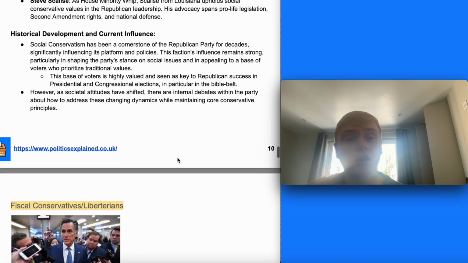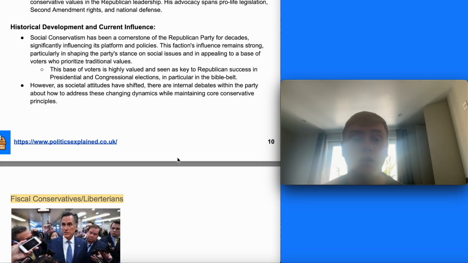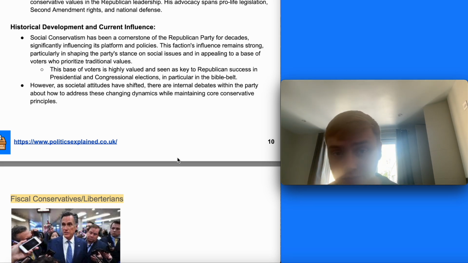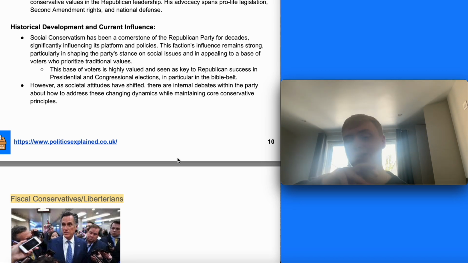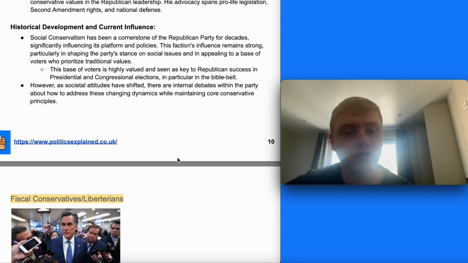Social conservatism has been a cornerstone of Republican Party policy for decades, significantly influencing the party's platform and policies. Its influence remains strong, particularly in shaping the party's stance on social issues and in appealing to a base of voters who prioritise traditional values. This base of voters is highly valued and seen as key to Republican success in presidential and congressional elections, in particular in the Bible Belt. It was a key part of the number of Republican controlled states across the US.